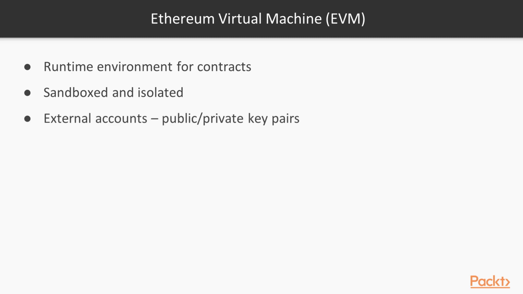There are two types of accounts. There are external accounts that are controlled by public-private key pairs. This is the type of account that humans have, for example, in their Ethereum wallets. There are also contract accounts, which are controlled by the code stored together with the account. Now, both of these accounts are treated identically by the EVM.